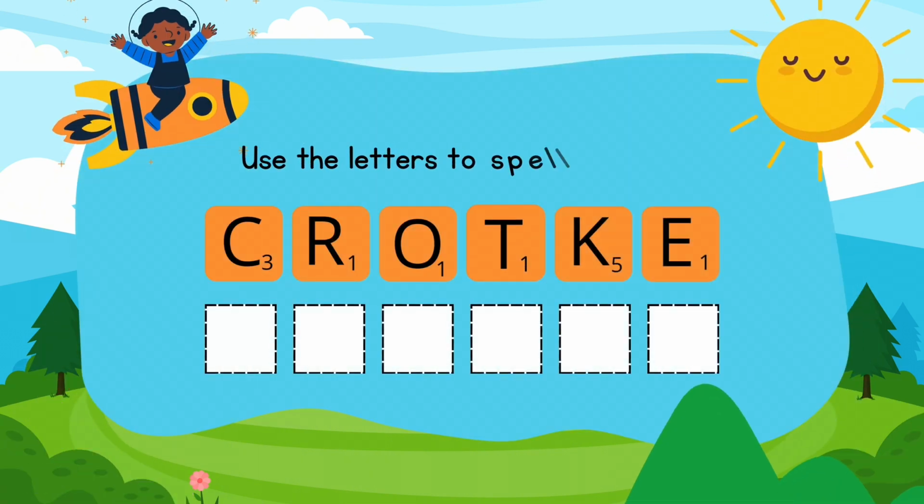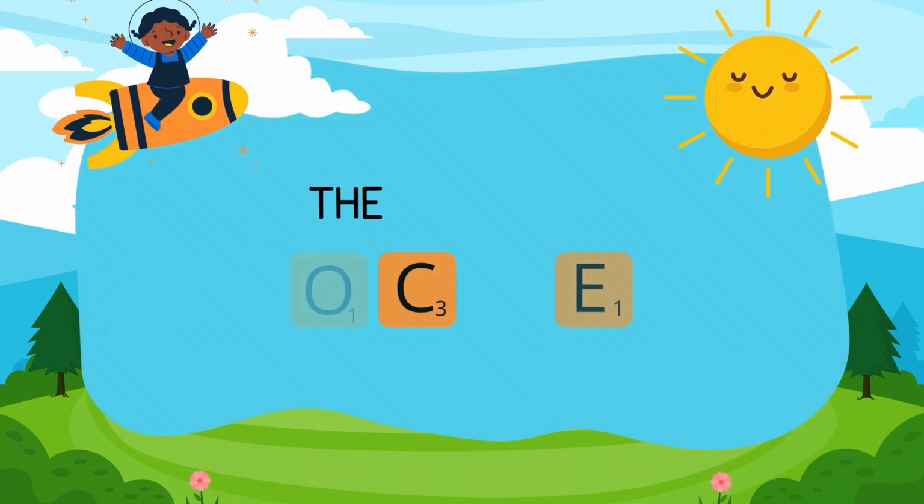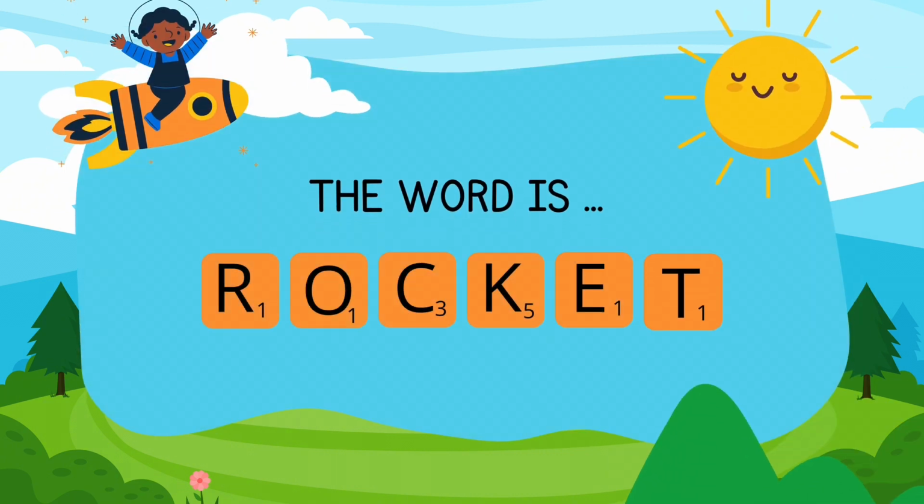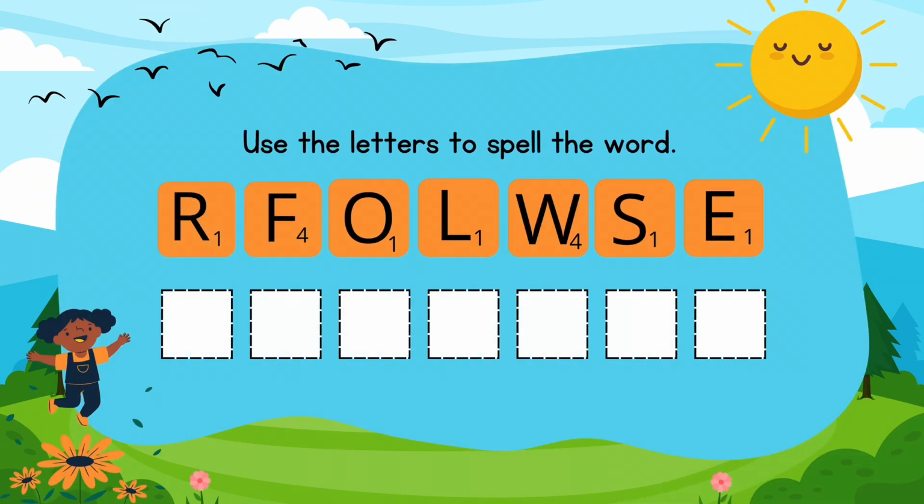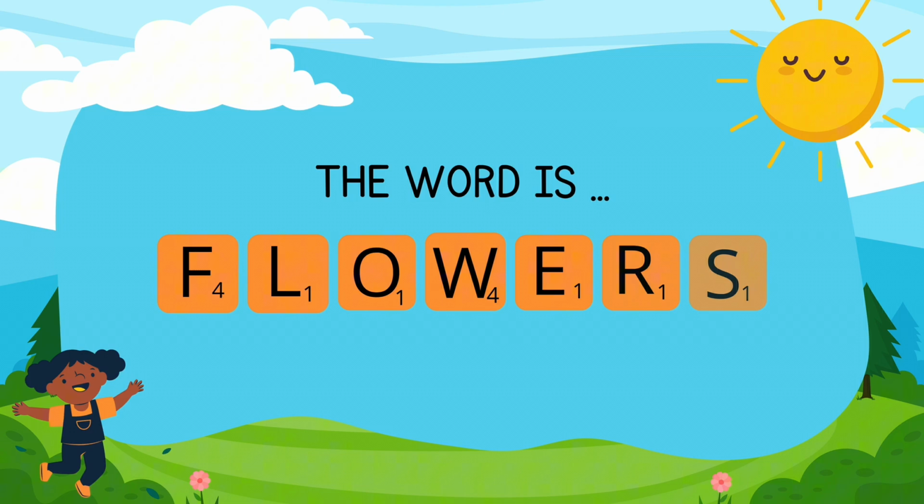Use the letters to spell the word. You can see it in the picture. And the word is rocket. Use the letters to spell the word. And the word is flowers.